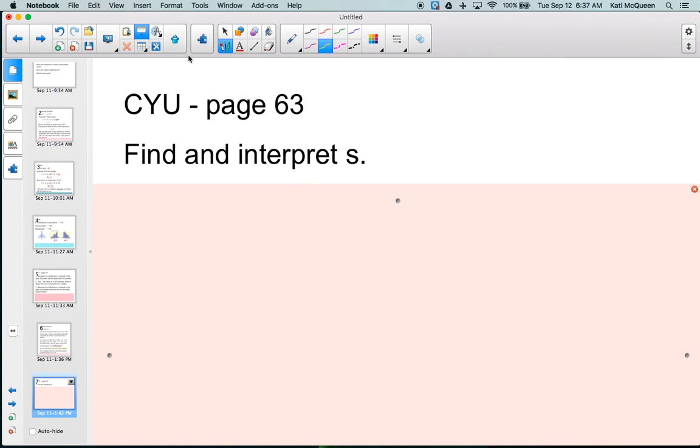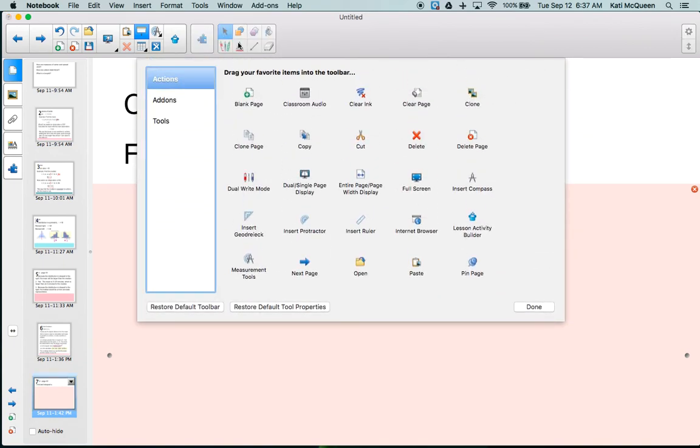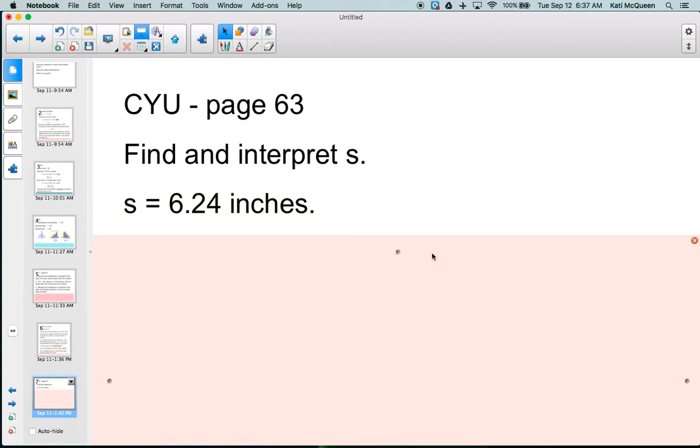All right, so finding S in the calculator should have given you 6.24 inches. That's just saying on average, that's how far those values are from the mean. Okay, so that's about half a foot, so that's a pretty big difference.